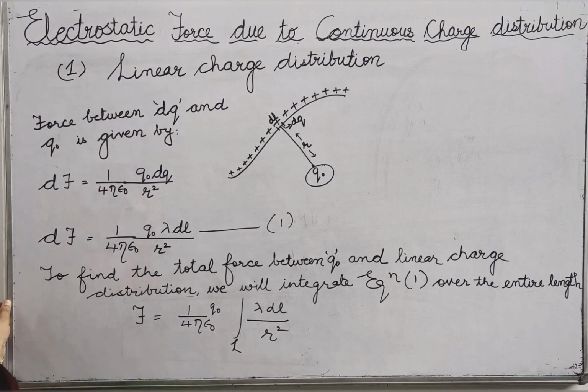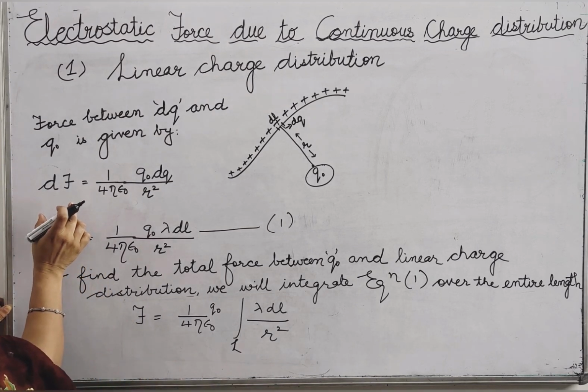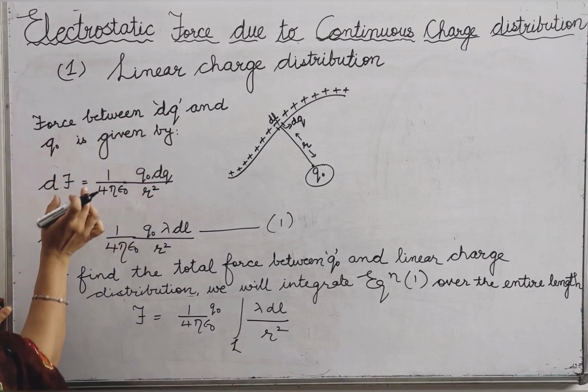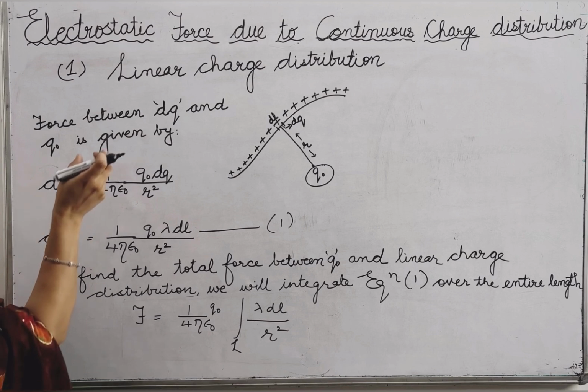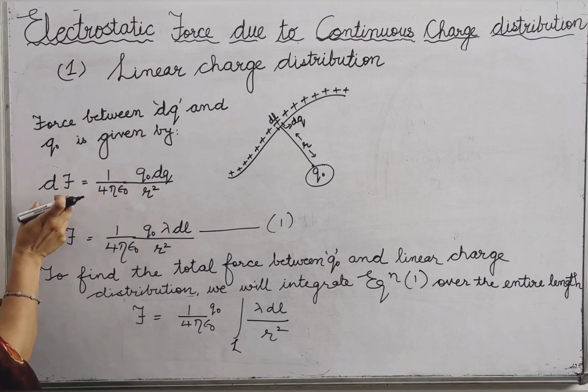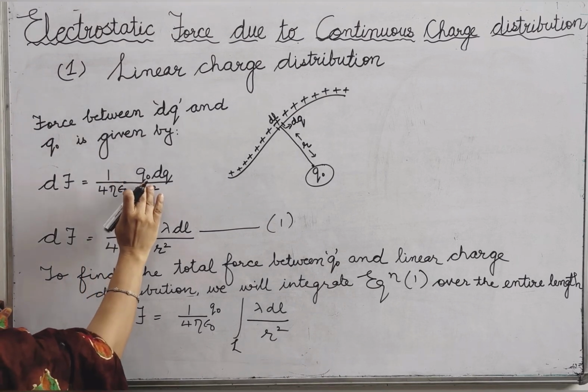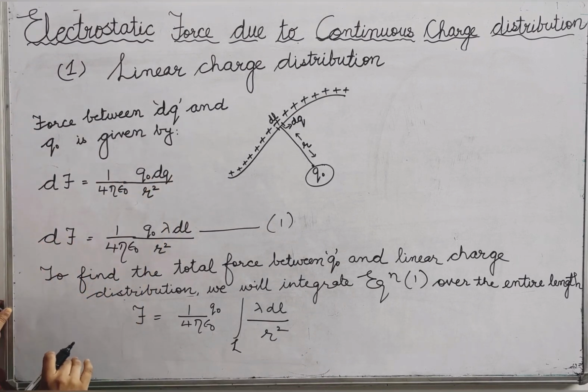To find it out, we have applied Coulomb's law. First, we have taken the force between dq and q naught. Because the element is very small, the force is given by a small element dF, which is equal to 1 by 4 pi epsilon naught, q naught dq over r square.